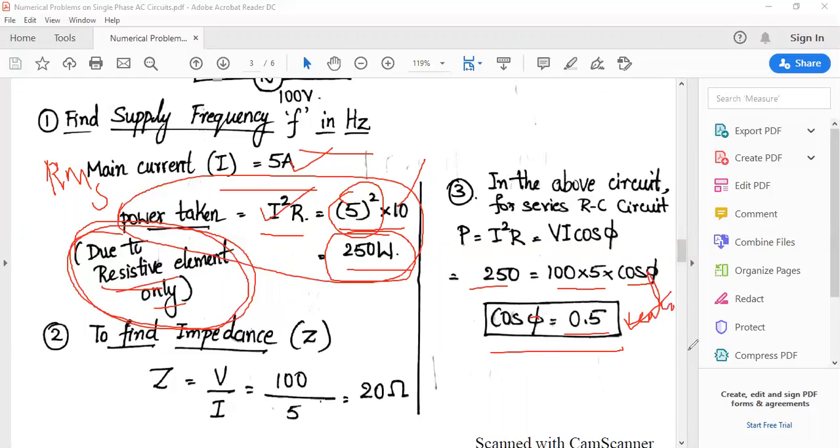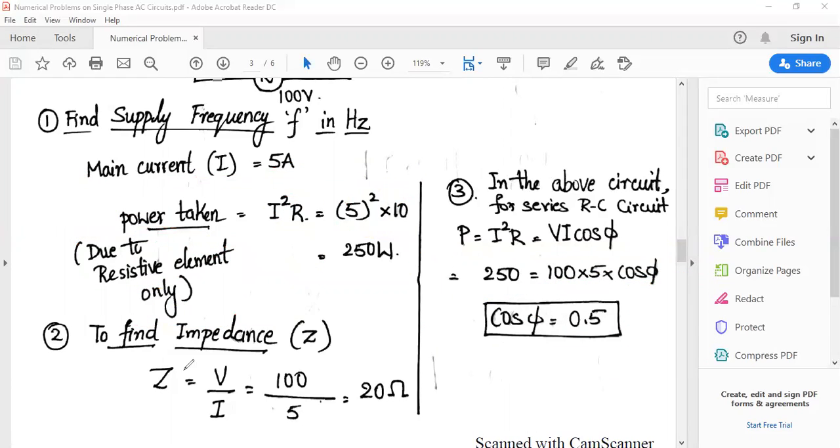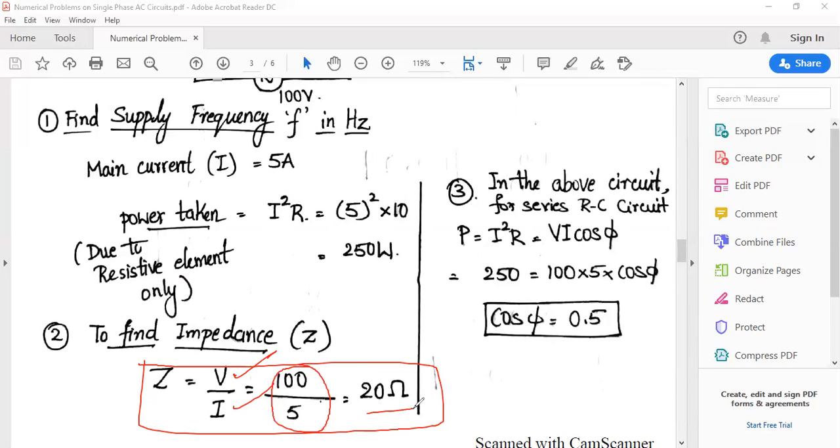It's a series RC circuit, so you'll have the power factor to be leading in nature. Now you have to find out the impedance. You know the voltage, you know the current. So V by I will give the impedance to be 20 ohm.